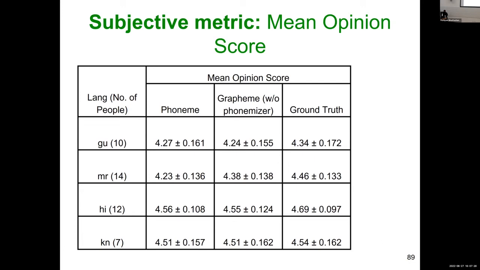For Marathi, which was rated by 14 listeners, the phoneme-based system gave 4.23 as the mean opinion score, and it increased for purely directly going from text to sound to 4.38. For Hindi, 4.56 to 4.55, almost same. And then for Kannada, 4.51 and 4.51, same.